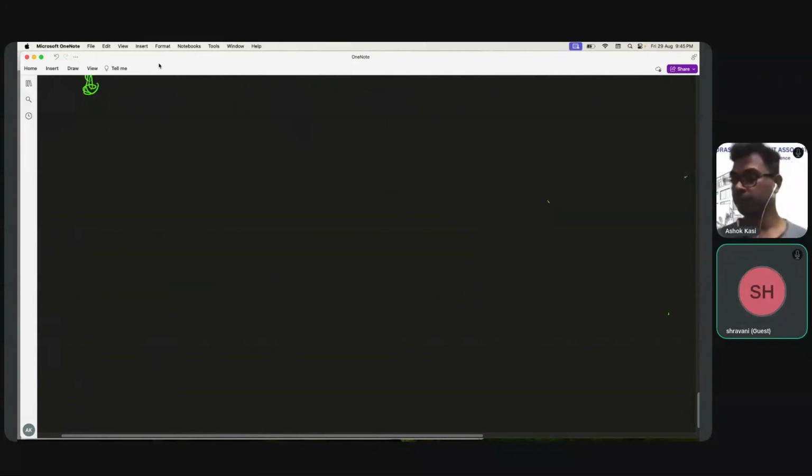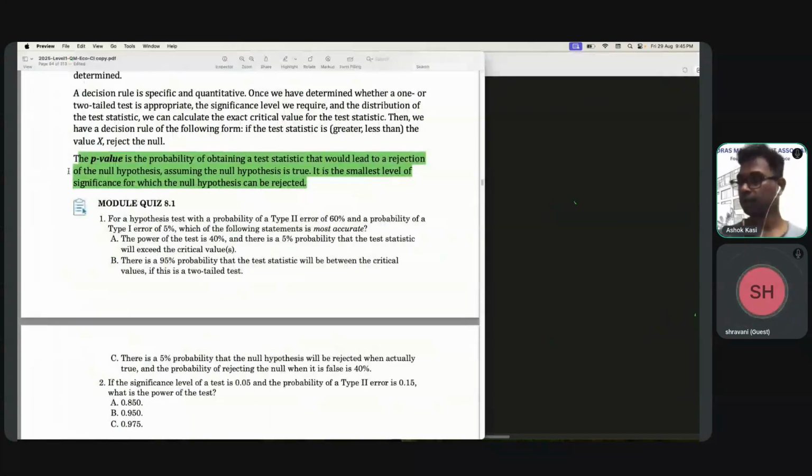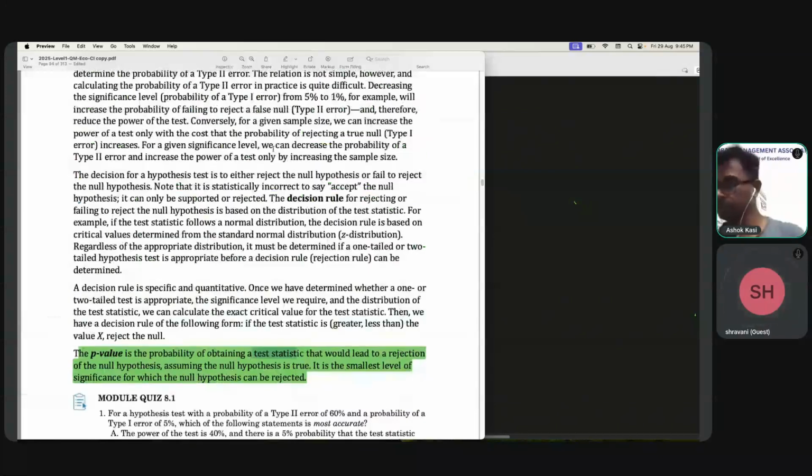If p-value is the probability of occurrence, you can think like this: the probability of obtaining the test statistic. What is the test statistic? Maybe I should speak about it a little later. About this p-value, you will understand better once I do some test statistics. So at that time you will understand. Let it be now.